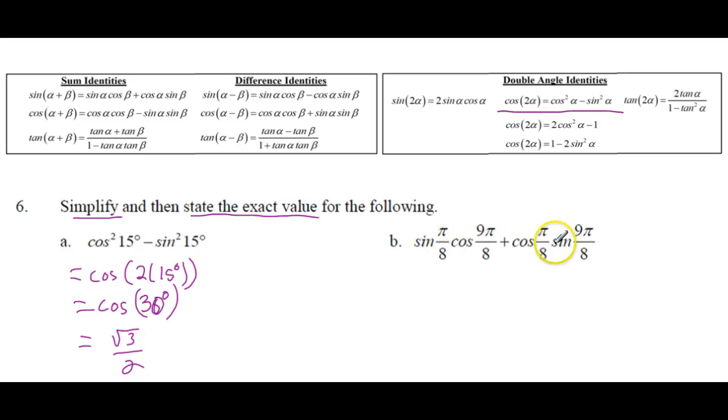Okay, I got sine cos plus cos sine. So here we go. That's alpha, that's beta, alpha, beta, right? And that's equal to the sine of pi over 8 plus 9 pi over 8. So I got 1 plus 9, which is 10 pi over 8.